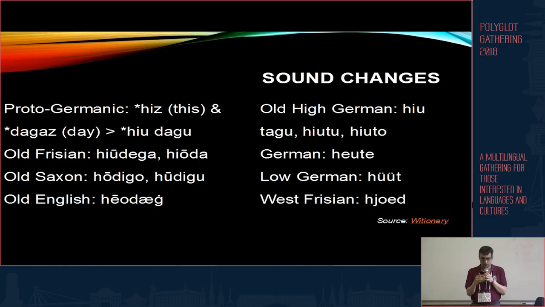A similar process happened in the Germanic languages. You have a word in Proto-Germanic that meant something like this day, which became heute in German, and these other words in the other languages, and in Old English. Anybody know how this is meant to be pronounced in Old English? Hail, dad. But we changed that to today. Maybe from Old Norse influence, possibly.